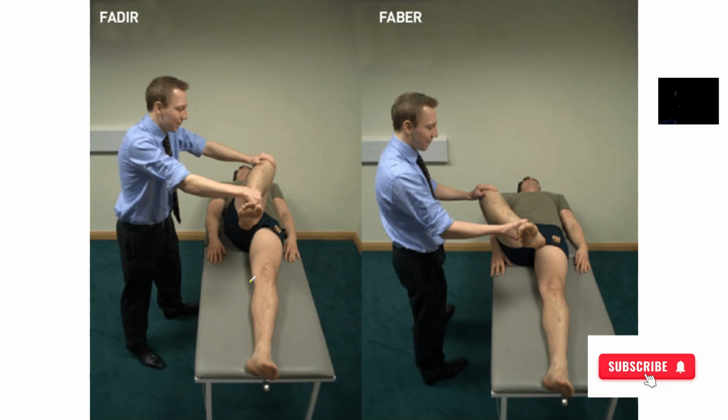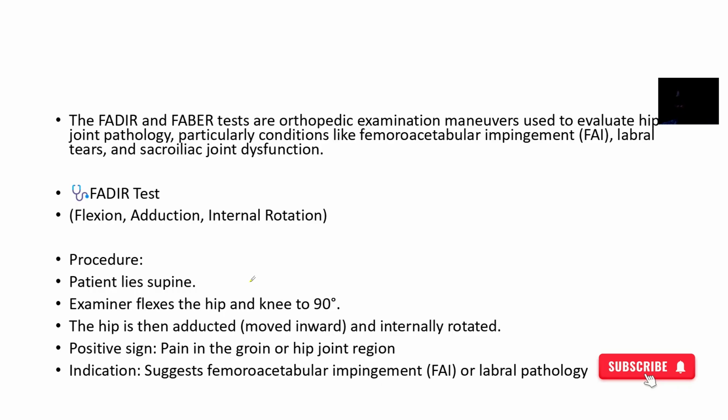You can see the FADIR test, and the FABER test is just putting it away after you have done the FADIR test. They are almost always done together. They are orthopedic tests, and they are used to evaluate hip joint pathology. They check if your hip is okay, for issues like femoroacetabular impingement, labral tears and sacroiliac joint dysfunction.